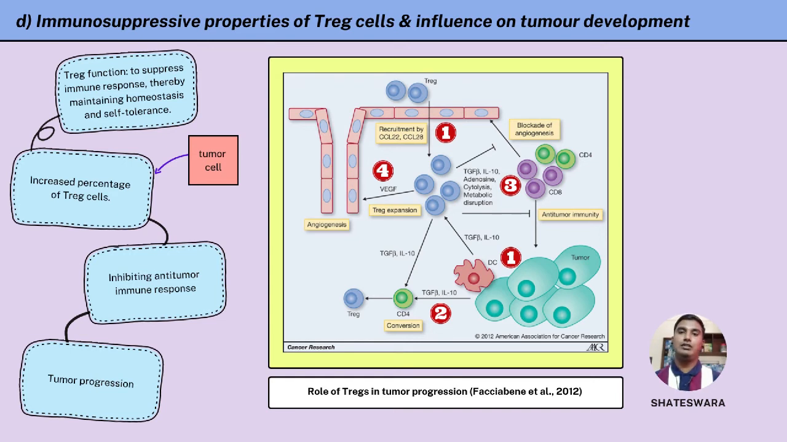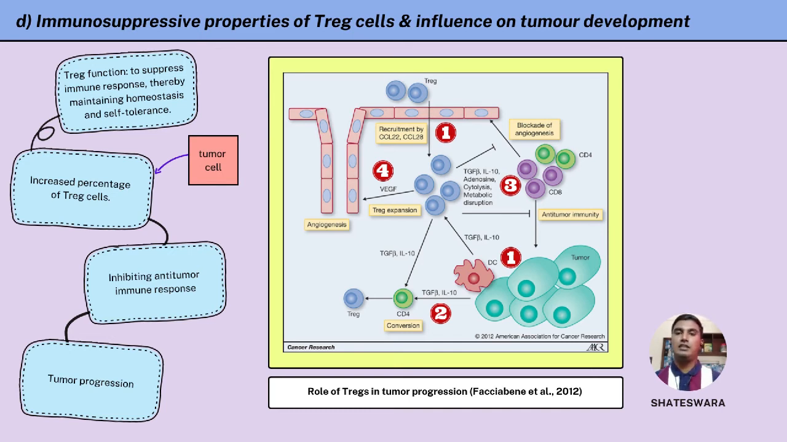T regulatory cells are recruited to tumors from the periphery or by tumor-derived or hypoxia-induced CC chemokine ligand 28, but also DC (dendritic cell) and tumor-derived CC chemokine ligand 22. Secondly, within the tumor microenvironment, T regulatory cells can be expanded by tumor growth factor beta and possibly interleukin-10 that can also convert CD4 plus naive precursors into induced T regulatory cells.